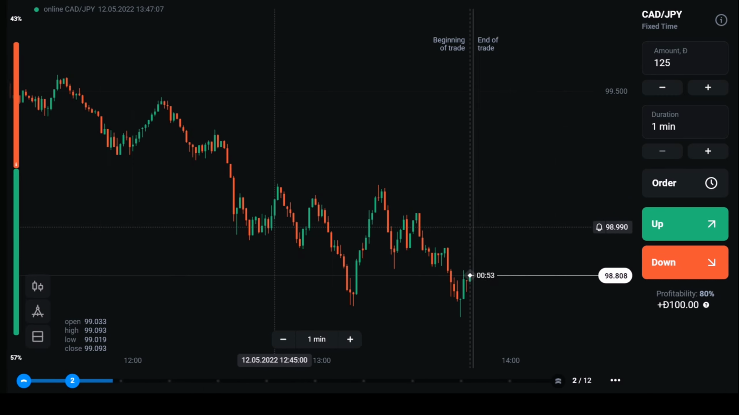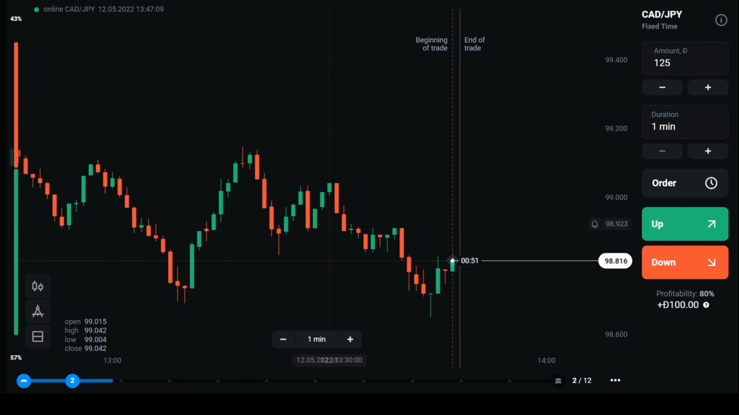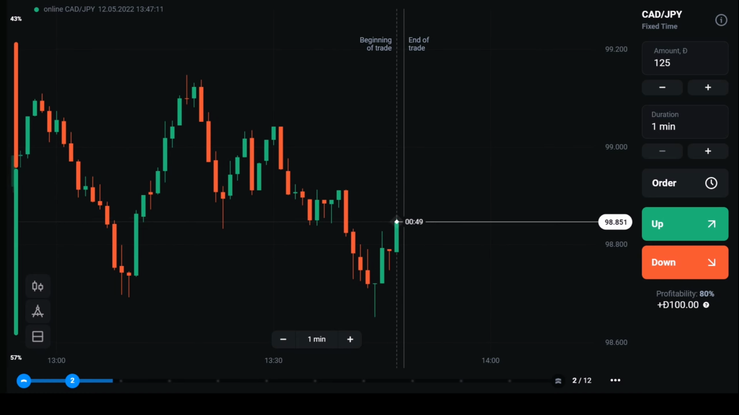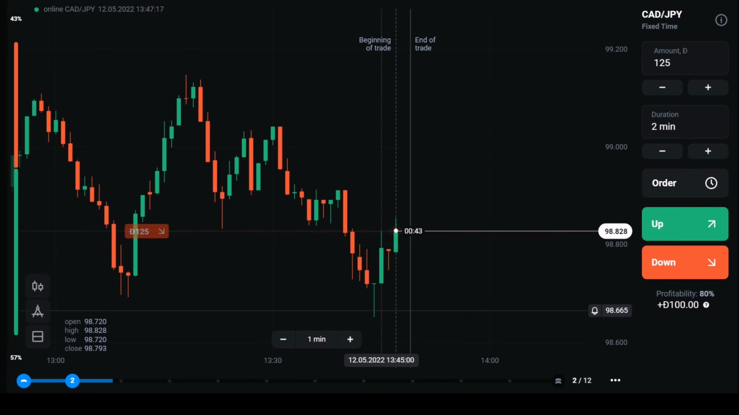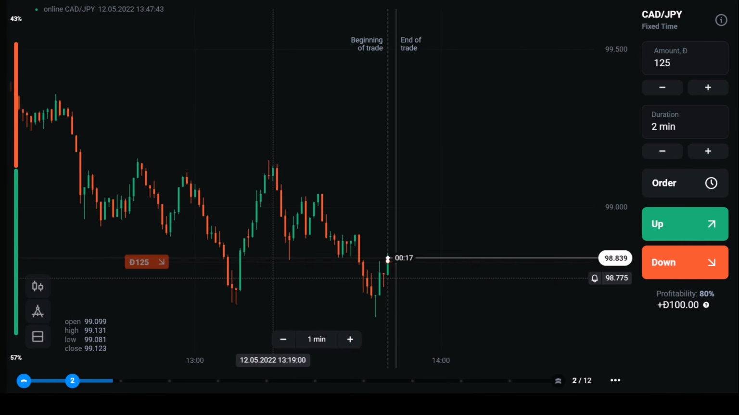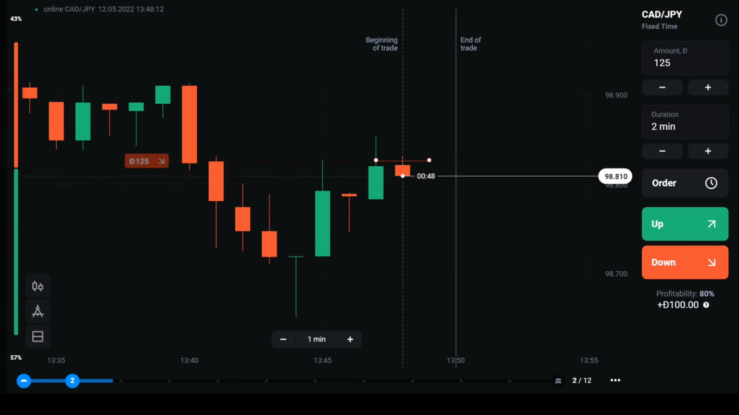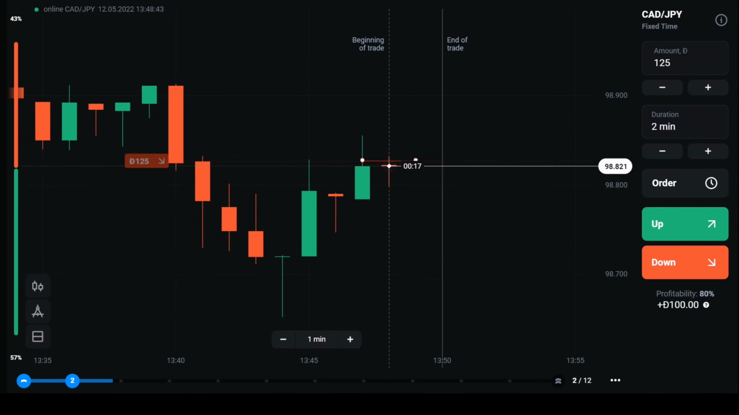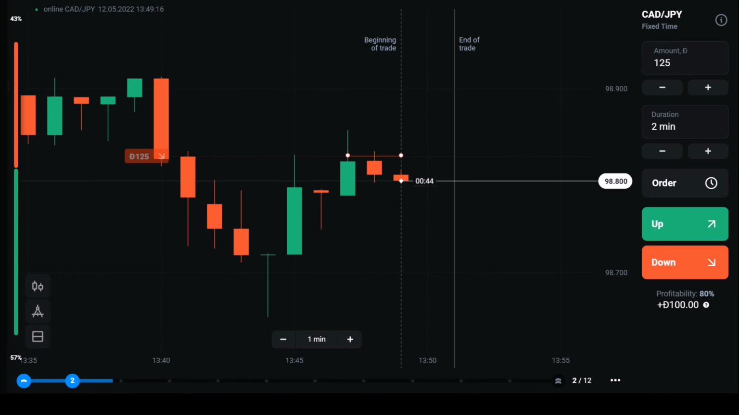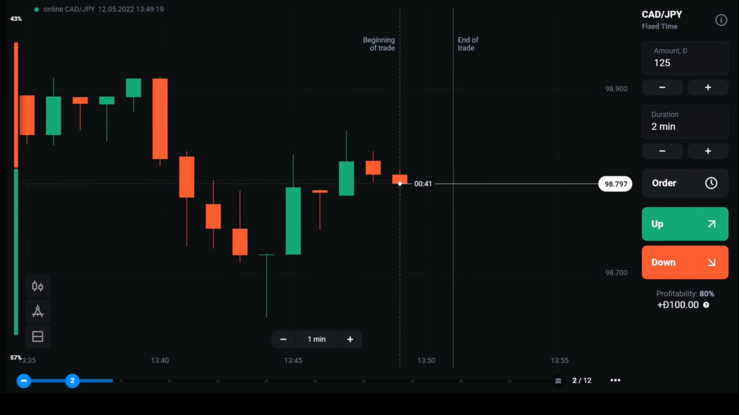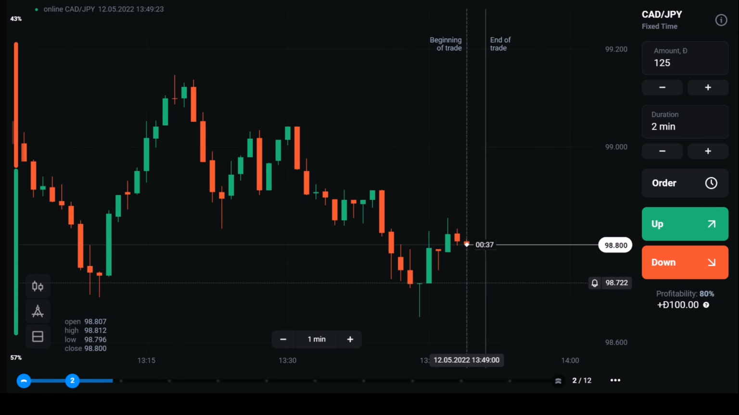Same condition here too, there is a downtrend here too, so I take a 1 minute down trade here as well. Even if you trade according to the chart pattern, you can still be in profit. There is a good confirmation here, so I take another trade here.